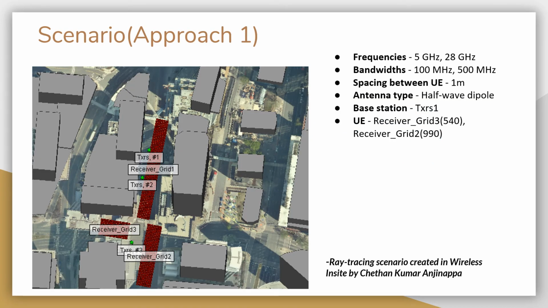For approach 1, we use a ray tracing scenario created in Wireless Insite by Chaitin. We consider 2 frequencies, one being 5 gigahertz with a 100 megahertz bandwidth, and the other being 28 gigahertz with a 500 megahertz bandwidth. The spacing between UEs is 1 meter. The antenna type is half-wave dipole. The base station is denoted as transceivers 1. The UEs will be receiver grid 3, which encompasses 540 nodes, and receiver grid 2, which encompasses 990 nodes.